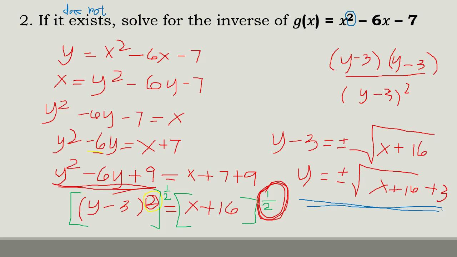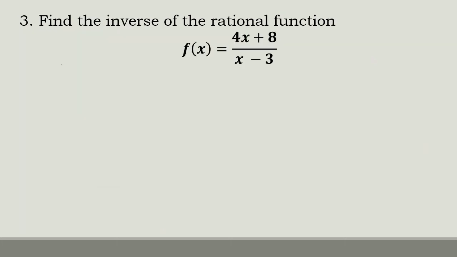Okay, it does not exist. Okay, so understand? All right. So let us proceed to number 3. Find the inverse of the rational function f of x equals 4x plus 8 over x minus 3.